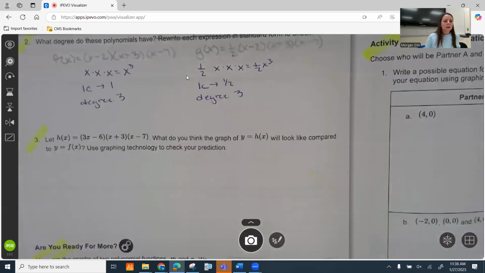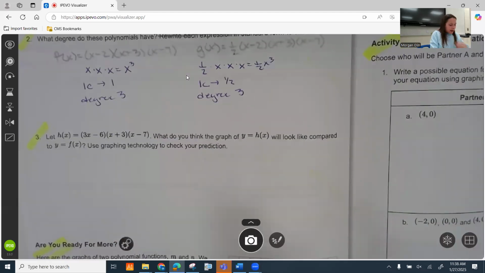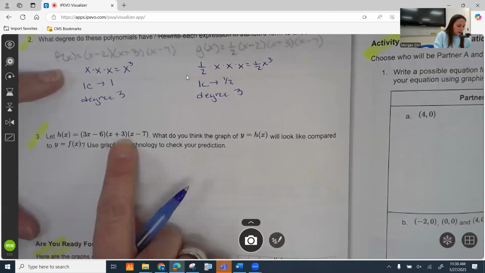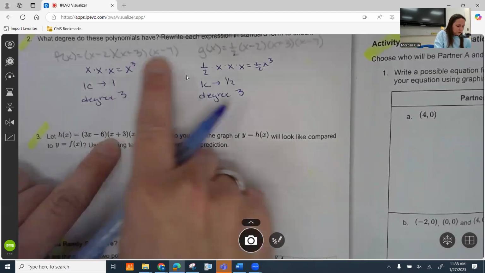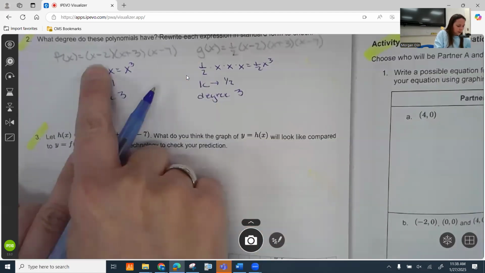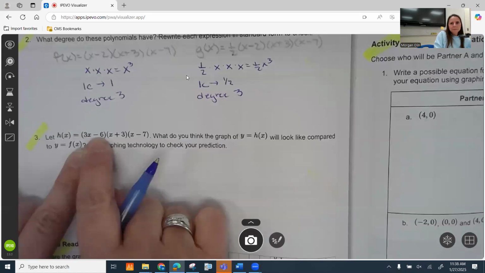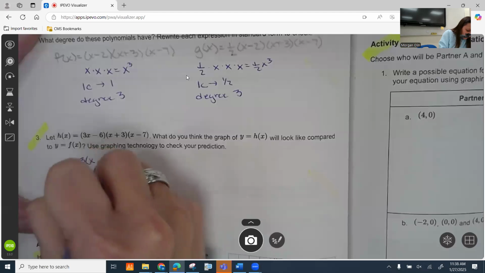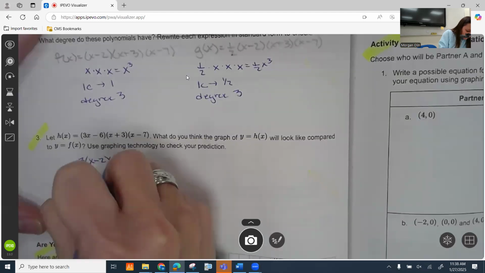All right, so number 3. Now, let h of x equal, what do you think the graph will look like compared to? Well, I want you to look at this. This still has x plus 3, x minus 7 like the others have, but I want you to look here, 3x minus 6. Does anybody notice anything about this? If you notice a 3 goes into this, we can actually factor a 3 out. Think about that GCF that we did the other day.